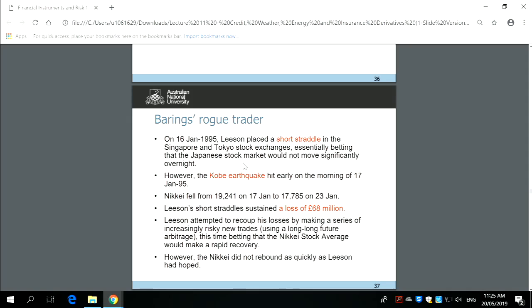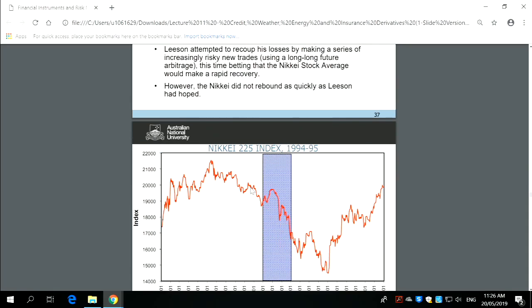He bet the market would rebound shortly after the earthquake, because the earthquake was short-lived, right? He thought that there's nothing wrong with the Japanese economy, so the market should recover shortly afterwards. Then he entered into some massive long futures positions. Remember, for a long future to work, you need an upward sloping line, right? So you need the market to increase for him to make money on those long futures positions.